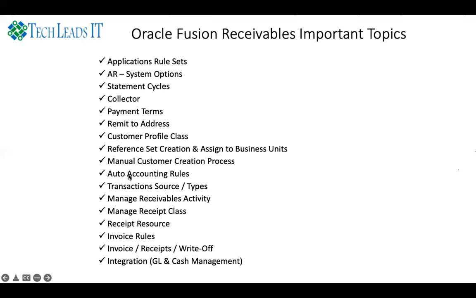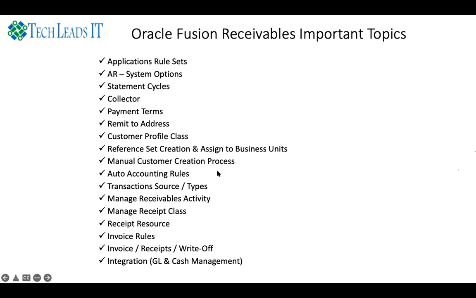And when we say auto accounting rules, like when I'm generating an invoice, which account should be used as part of receivable and as part of revenue will be defined here in the auto accounting rules. What is the purpose of that? Why do we need to define that? What is the reason behind that? That will be covered as well. When we talk about different transaction sources and types, that will be covered.